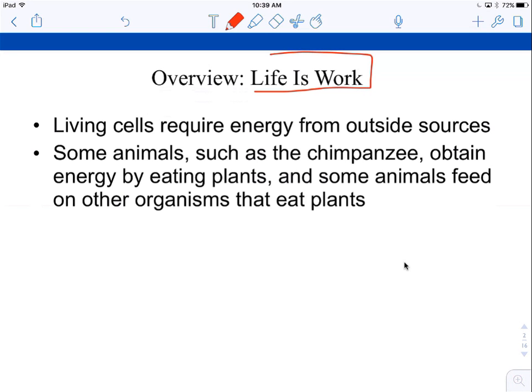Life is work. This is pretty much what we all know. But what that means is that living cells require energy from outside sources. Okay, they have to consume energy in order to have energy to do work. Some animals like chimpanzees obtain energy by eating plants, and some animals feed on other organisms that eat plants. And animals that consume food energy are called heterotrophs.